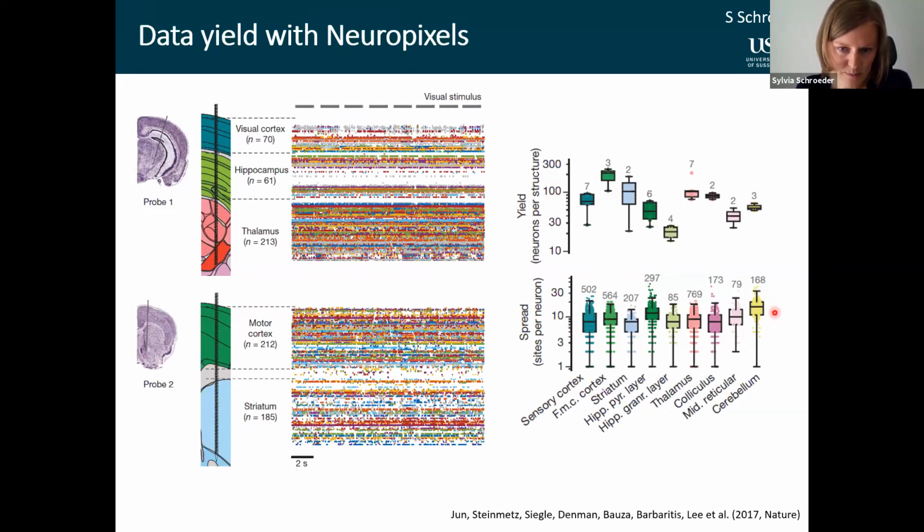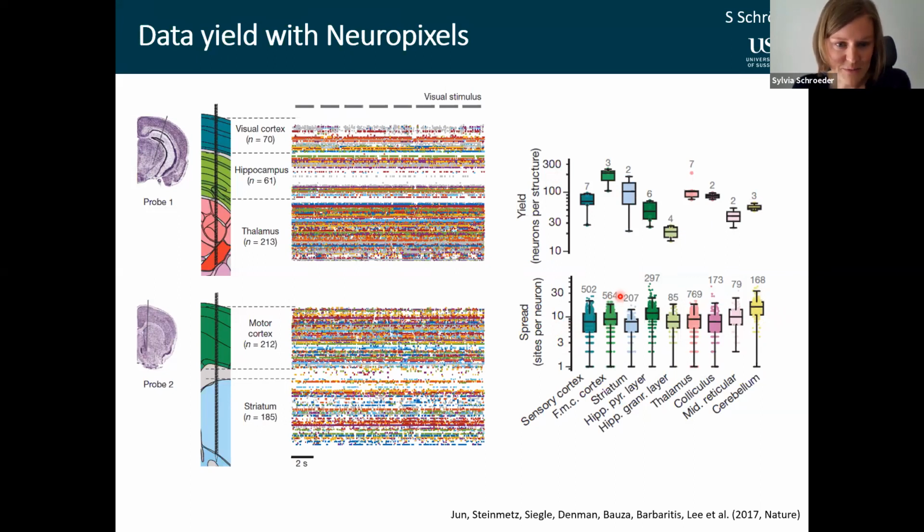And here in the second plot, you can see on how many channels on average you can see a single neuron. So again, this is more or less variable across areas, and you can see it's about 8 to 10 channels. So it's really good signature you get per neuron.